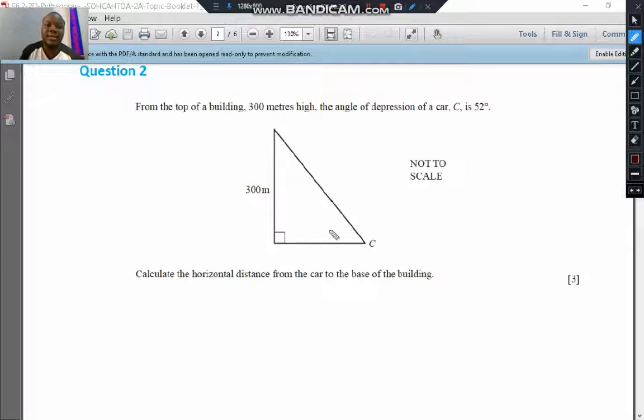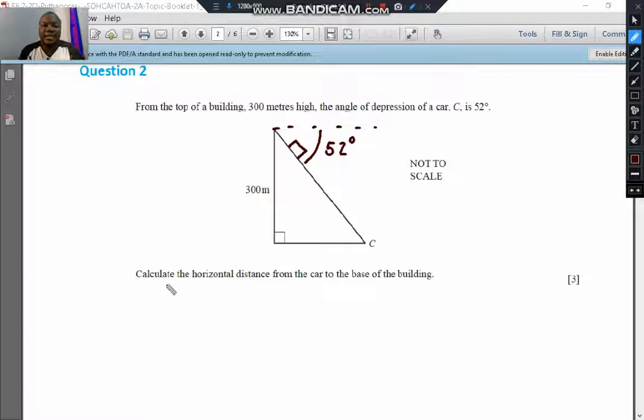Okay, so this is the triangle that they've given us. So it's like there is a car that is going down the slope, okay? And then the question says from the top of the building. So we need to understand these things before we do anything. So the angle of depression that this car is moving along is 52 degrees. So it means this angle here is 52 degrees, all right?